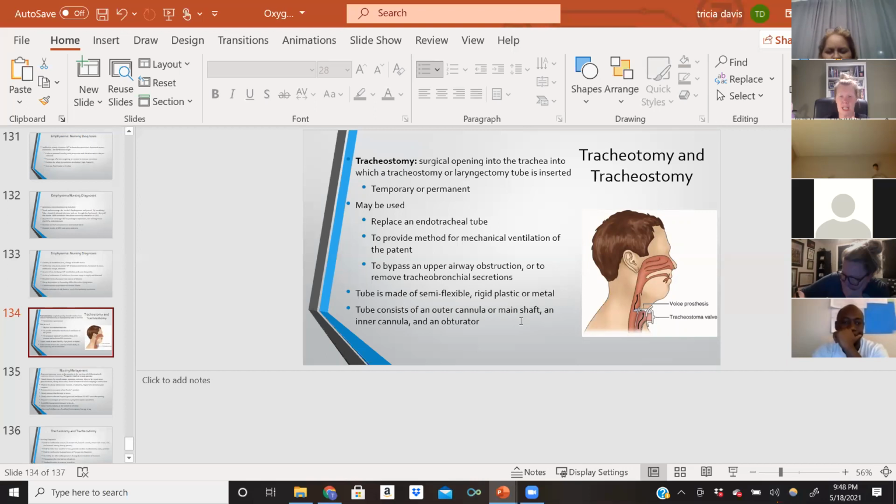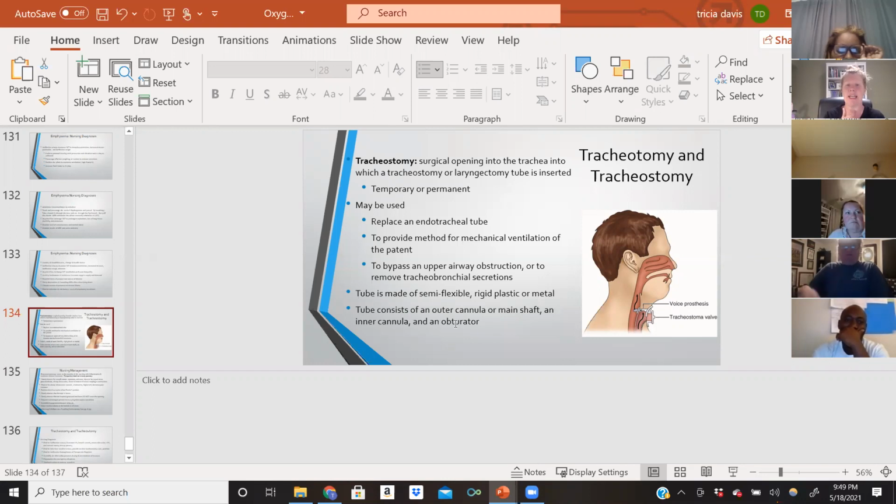So the tube that we put in is made of a semi-flexible rigid plastic or sometimes metal. So it has to conform to that area and be flexible enough. It's on an angle to go into that area. The tube consists of an outer cannula, or some people call it the main shaft, and an inner cannula. And then they have an obturator. So you guys are going to be able to see all this when you go to lab this weekend, and then all this will start to make sense.